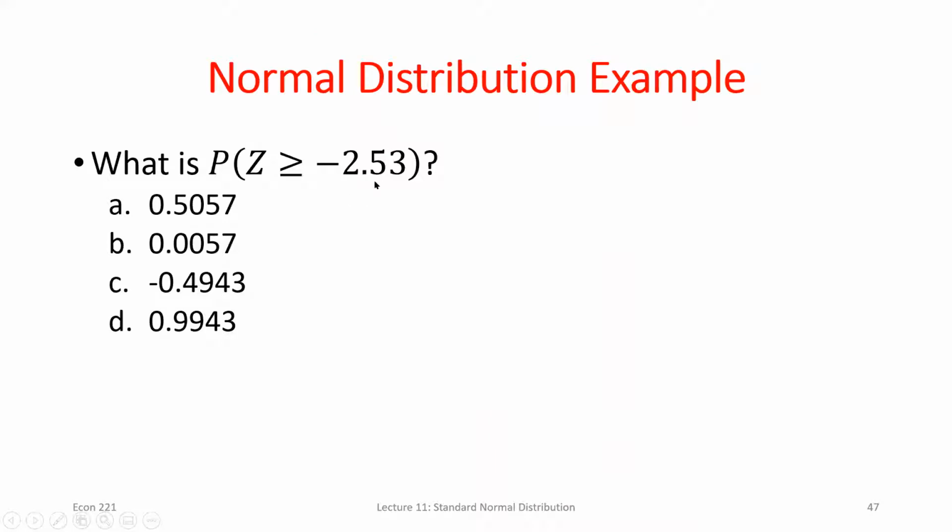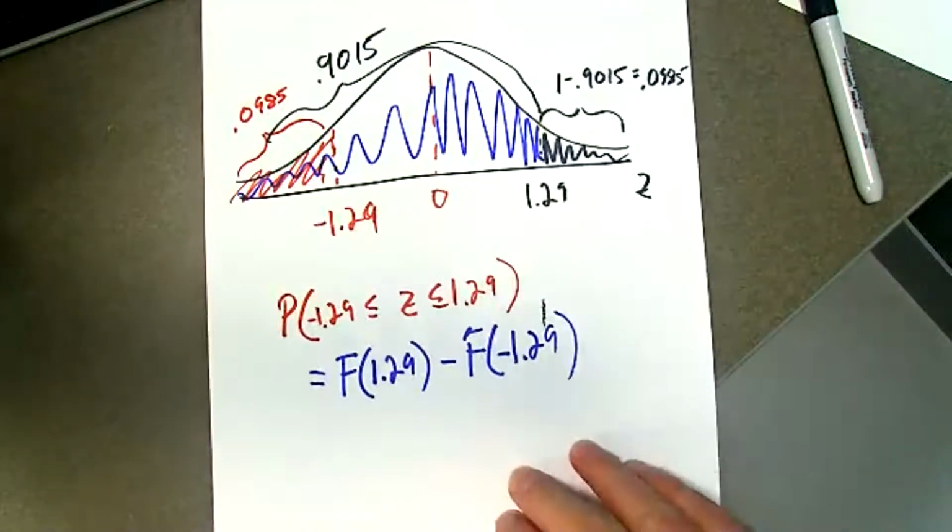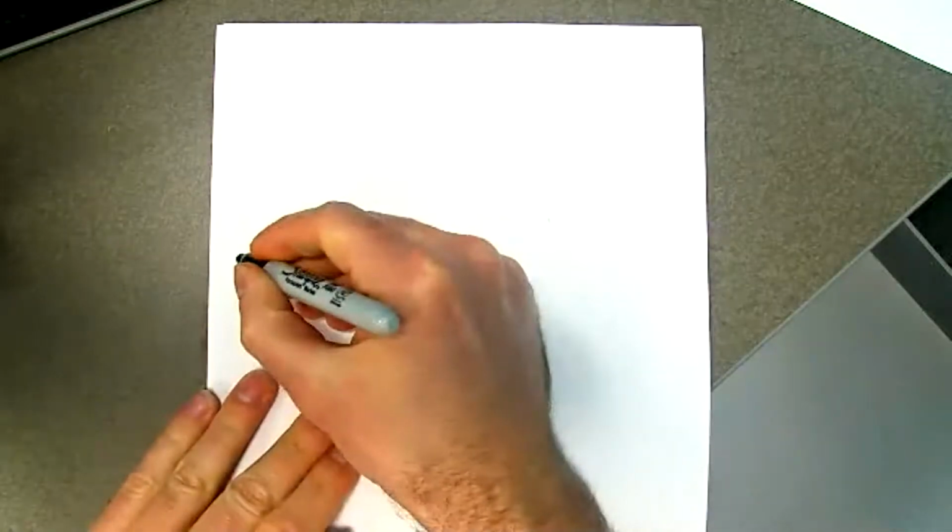So what if I wanted to find the probability that the z-score is greater than or equal to negative 2.53? Well, right away, which of these can I rule out? I look at these answers, I'm looking for a probability, so it can't be negative. If I draw this though, can I rule anything else out?